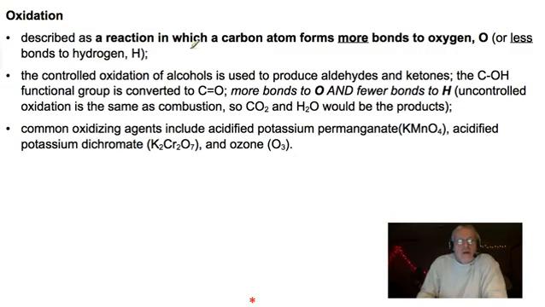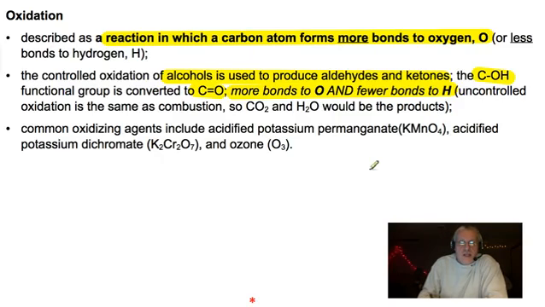So oxidation in organic chemistry is described as a reaction where carbon atoms form more bonds to oxygen. And so when we control this, we can produce aldehydes and ketones from alcohols. And in so doing, we convert the hydroxyl group, the C-OH group, into a carbonyl group. And so you can see C single bond O to C double bond O, more bonds to oxygen, and in so doing, fewer bonds to hydrogen.